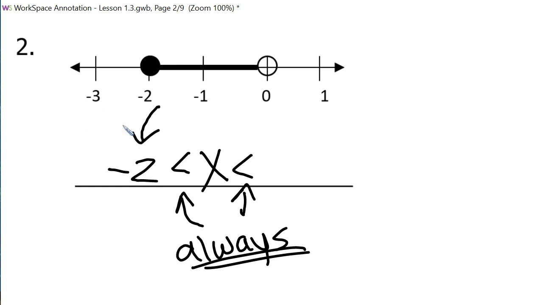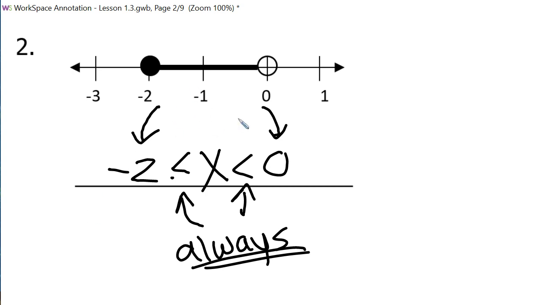-2. So drop down that -2. What is the right endpoint? 0. So drop that one down. One of those is shaded in. Which one is shaded in? -2. So beside the -2, that less than symbol has to be equal to. I like that one because you can write it very quick. So the smaller number on the left, -2, and the larger number, 0, will be on the right.